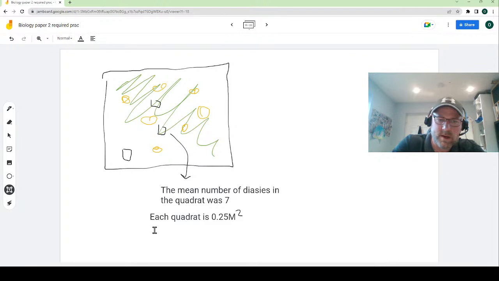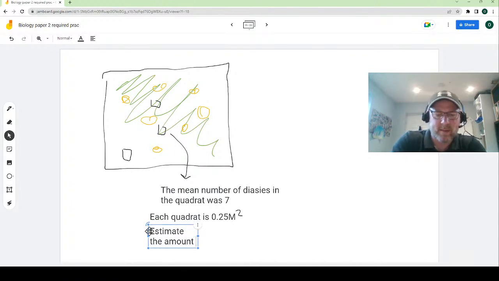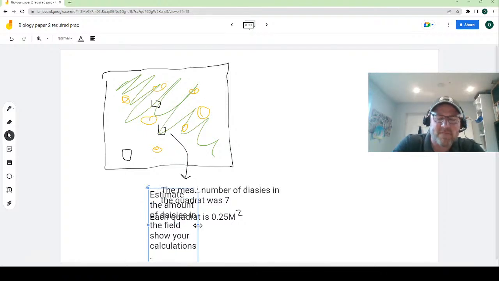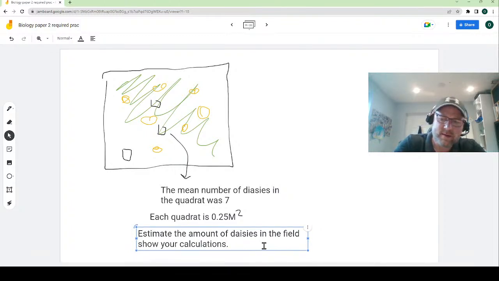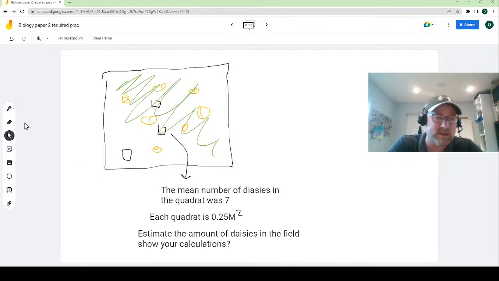Alright guys, hold on, I'm going to give you some measurements. Estimate the amount of daisies in the field. Show your calculations. Right, this is definitely a very likely scenario. This has come up so many times in paper 2, it's unreal how many times it's come up. So it's very likely. Right, let's pretend our field is 10 meters by 20 meters.